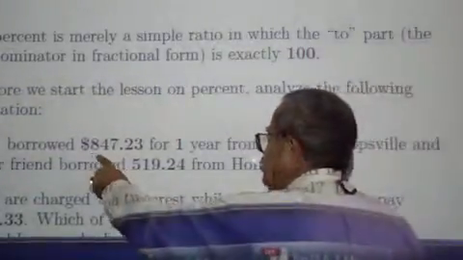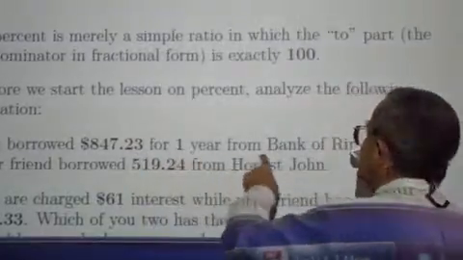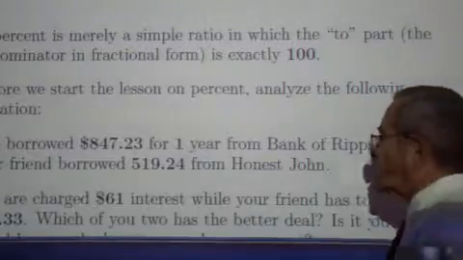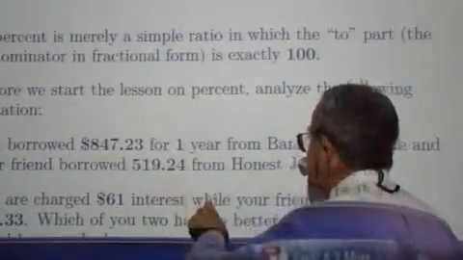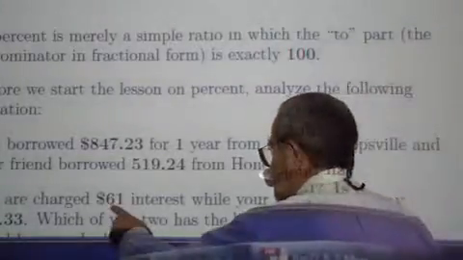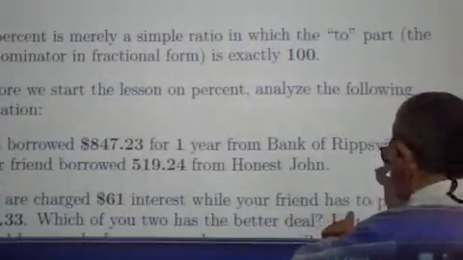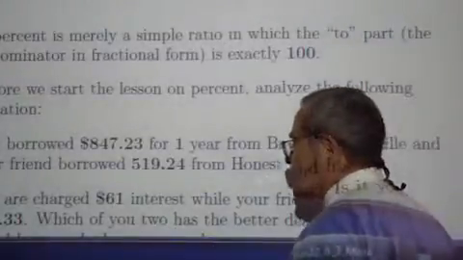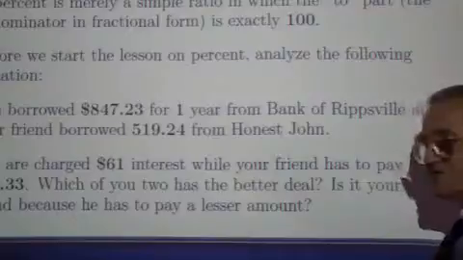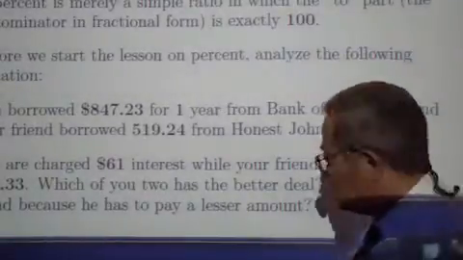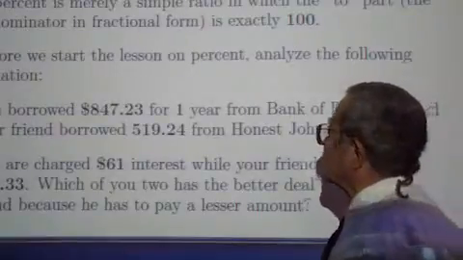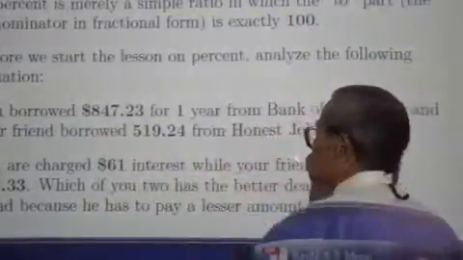Suppose you borrowed $847.23 for 1 year from Bank of Ripsville, and your friend borrowed $519.25 from Honest John. You are charged $61 interest, while your friend has to pay only $49.33. Which of you gets the better rate? Well, it's pretty difficult to answer this question, isn't it? Because we don't have the same base. We are not getting the same amount that we are borrowing.